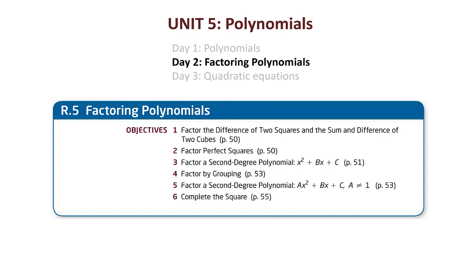Welcome. In this video, we tackle factoring polynomials. We are in day 2 of Unit 5. We're in section R5 of the book, and we will cover the first 5 objectives. The first one, factor the difference of two squares, but not the sum or difference of two cubes. We will factor perfect squares, factor a second-degree polynomial, factor by grouping, and factor a different kind of second-degree polynomial.